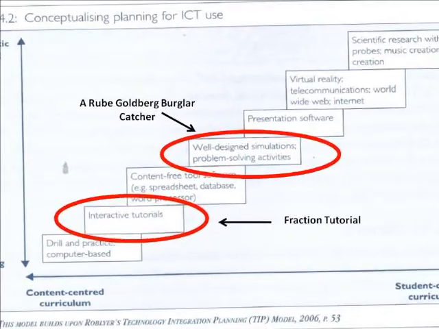This is evident in Finger's Figure 4.2, Conceptualizing Planning for ICT Use, where interactive tutorials are located at the bottom, closer to the rote learning and content-centered end of the model. Problem-solving activities, however, are located at the center, highlighting the balance between both student and content-centered learning.